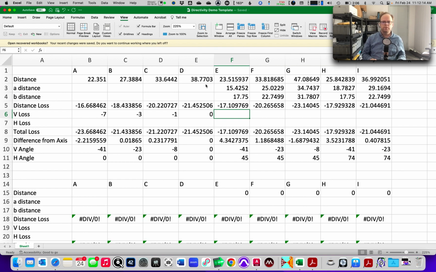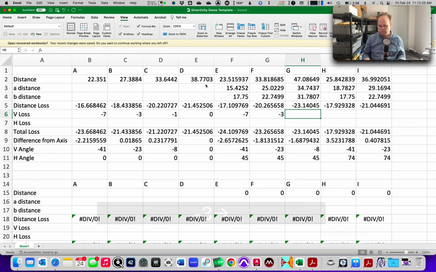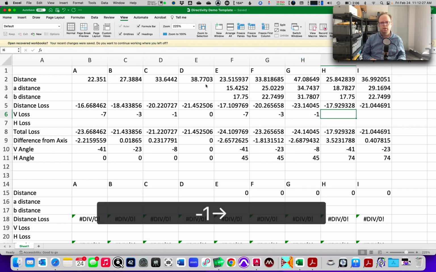Okay, now seat E has the same vertical angle, so we'll do a -7 there. We'll do the -3 there because that's also the 23 degrees, and we'll do the -1 here. This will get a -7, and this will get a -3 because they got the same vertical angle and therefore the same vertical loss.